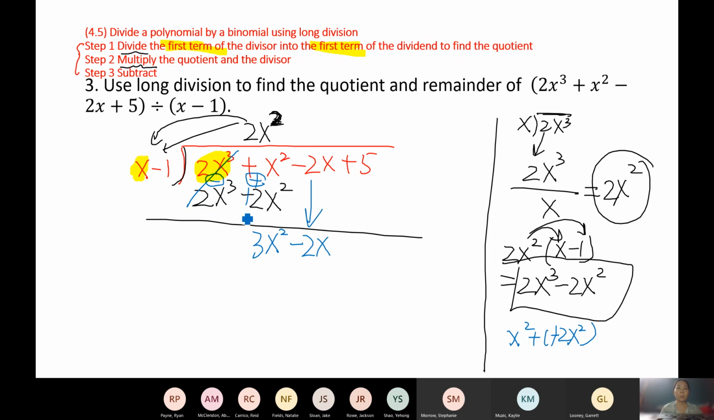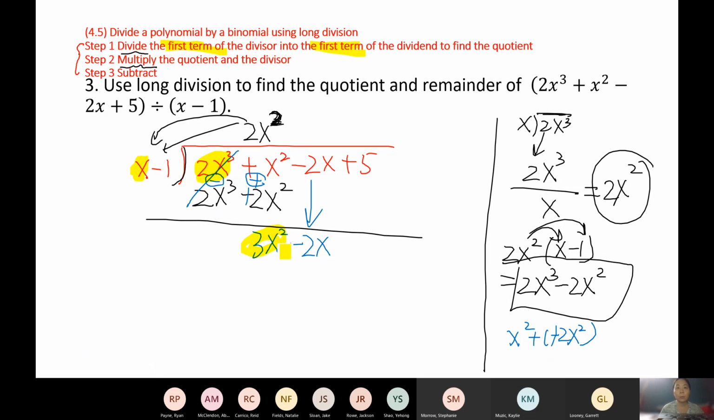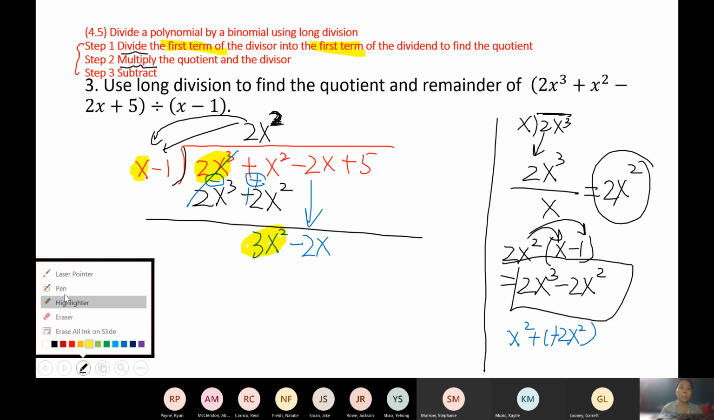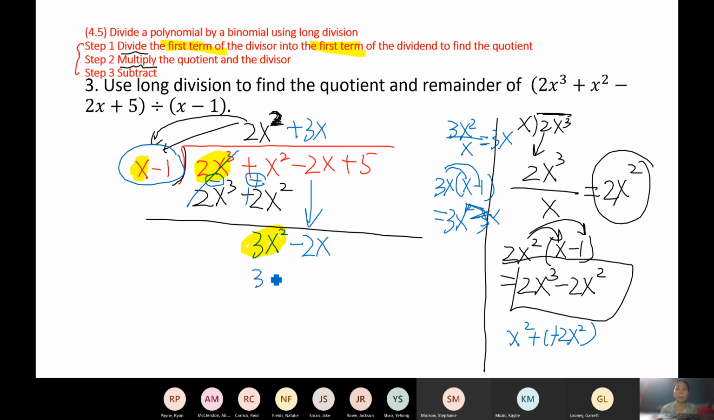So we're going to divide x into 3x squared, to figure out what the quotient is. How many times does x go into 3x squared? So we divide 3x squared by x. That gives us 3x. And that goes into the part of the quotient. The next part is to multiply 3x with the divisor, x minus 1. Distribute, that gives 3x squared minus 3x. Okay, and we line up with what we have.